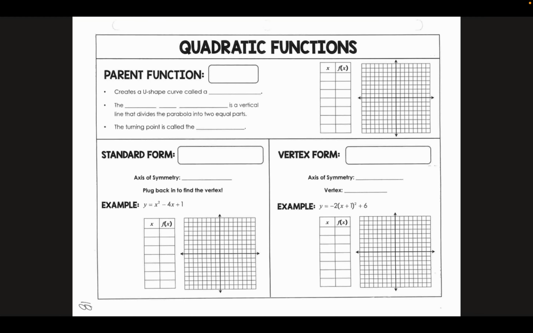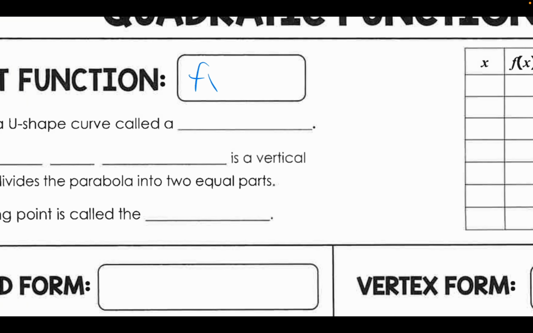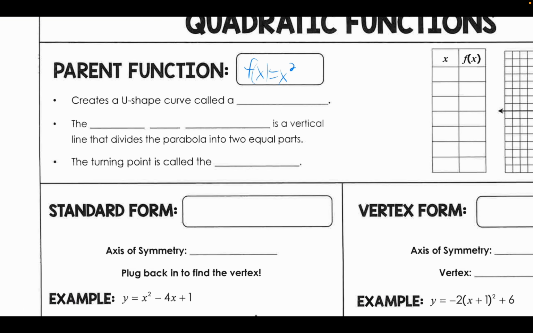So parent functions, we said the parent function is f of x equals x squared. And we said it creates a U-shape. This graph creates a U-shape called a parabola. And then we talked about how the axis of symmetry is the vertical line, x equals a number, that divides the parabola into 2 equal parts. And the turning point is called the vertex, and that's either the maximum or minimum, the lowest or highest point.